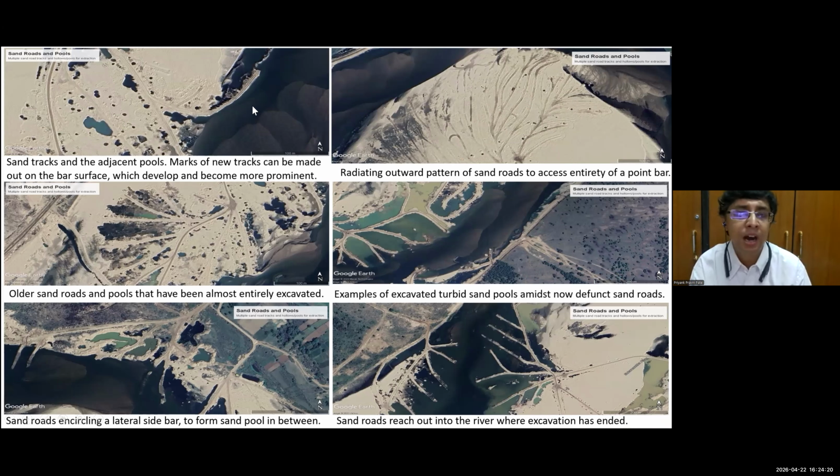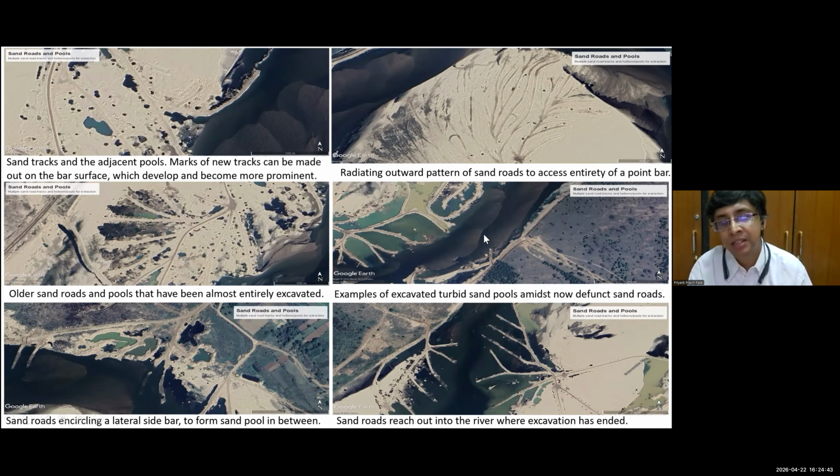So the mining season will start in November, and you will have a bar surface like this, largely freshly covered sand. You'll have a few roads that are starting to go out into the bars, and you'll have some hollows or pools that are being created on the bar surface as the sand is being slowly scooped up. And then as the mining season progresses, within these roads, you can see more and more sand is being scooped up.